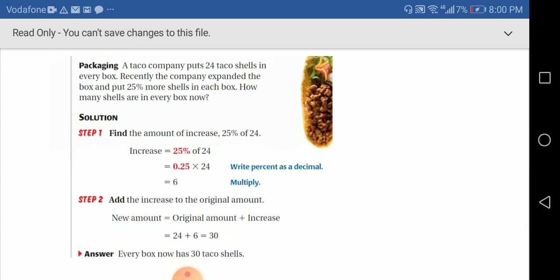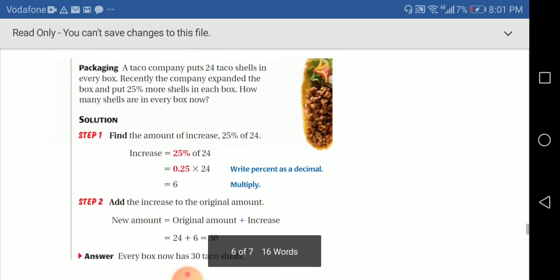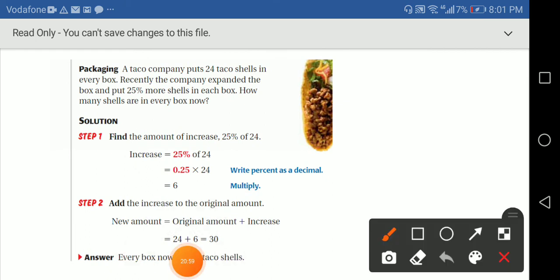Okay, let's have another one here. A taco company puts 24 taco shells in every box. Recently, the company expanded the box and put 25% more shells in each box. How many shells are in every box now? So, here I want to know what, guys? The amount of increase. So, I have 25% of 24.